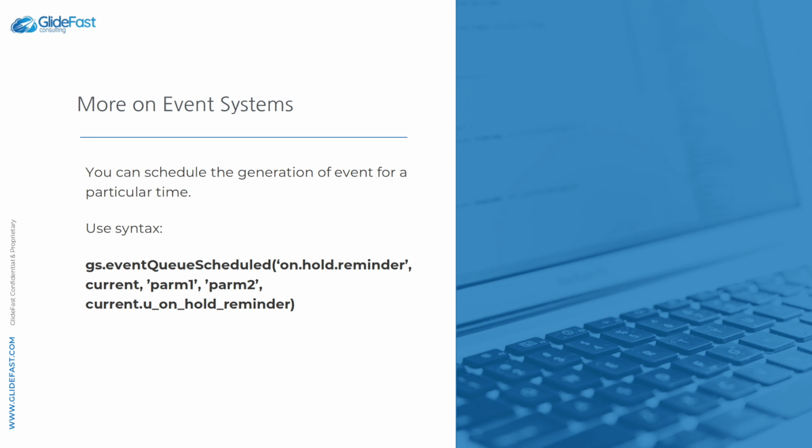That's pretty much it for the events. However, I have one bonus information for you. You can schedule the generation of an event for a particular time. For example, if you want an incident to get closed 30 minutes after you put it in canceled state, it can be done by a scheduled event, which can be generated using the syntax gs.eventQueueSchedule, and this method takes 5 instead of 4 parameters. The fifth one is the time you want to trigger this event on. So try it out and have fun with system events.